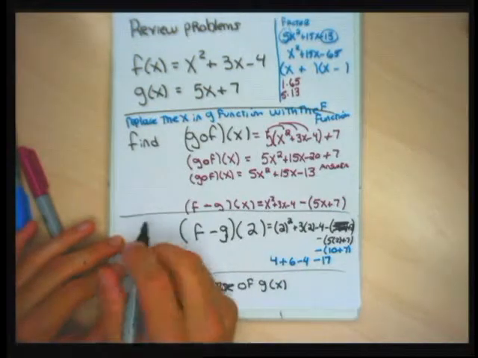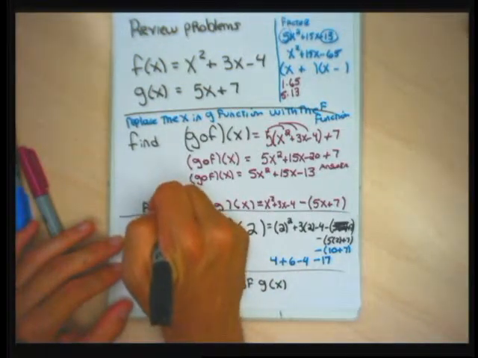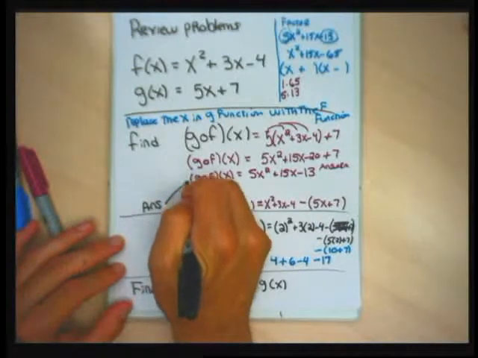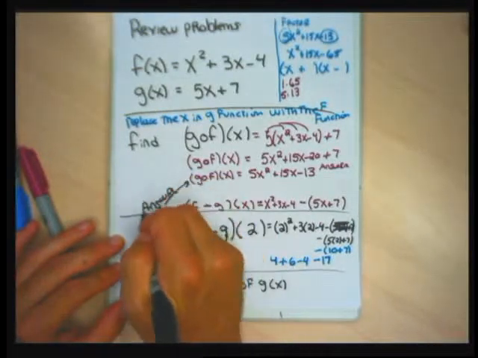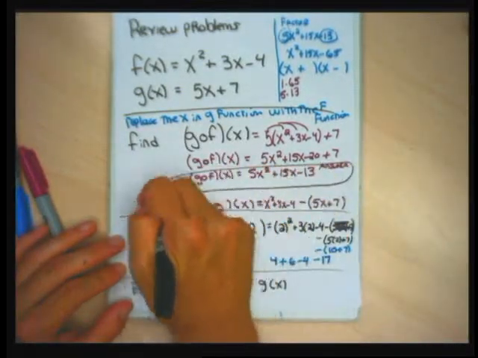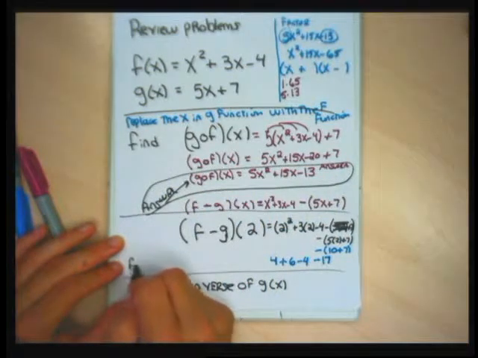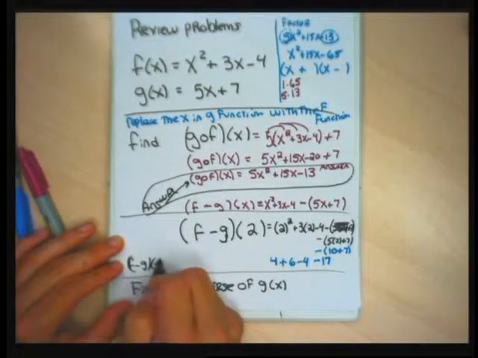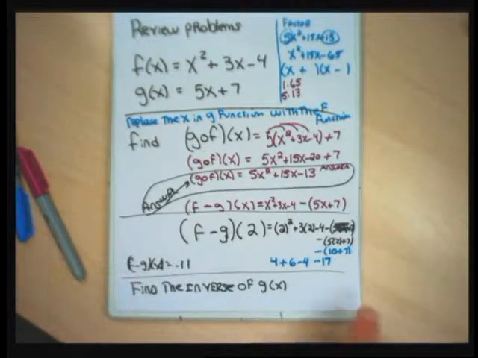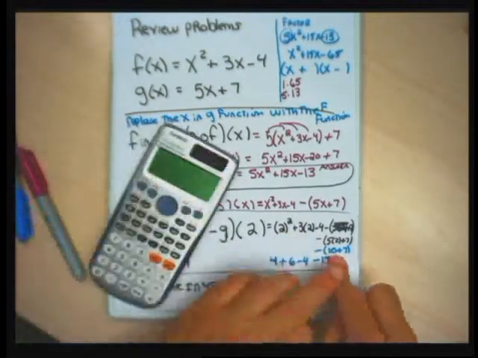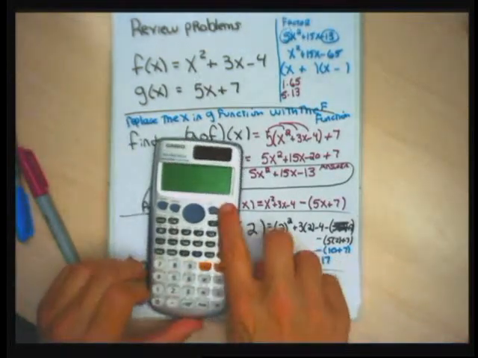So for an answer, again, this right here was the answer to the first problem. And then for the answer to this problem, I'm going to say f minus g of x equals negative 11. If I wanted to, I could have done this whole thing on my calculator and still got that negative 11.